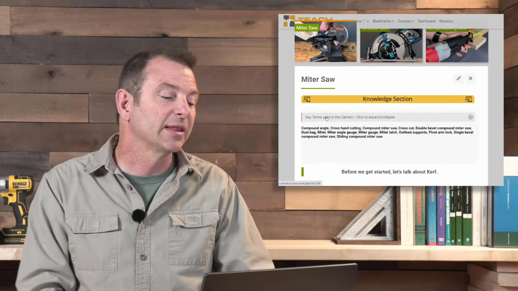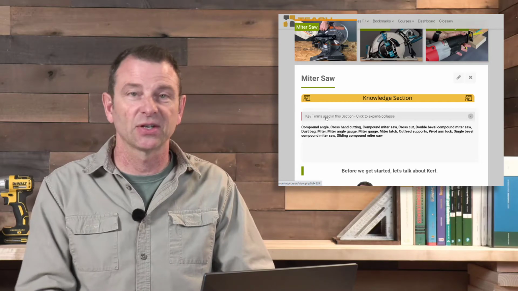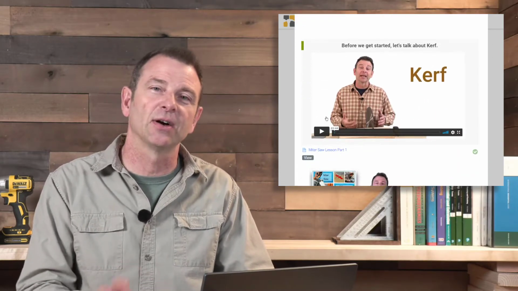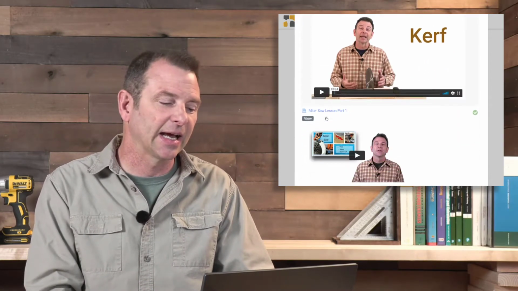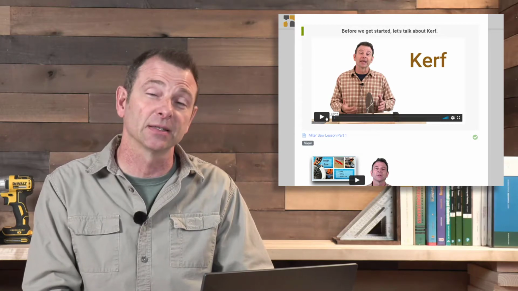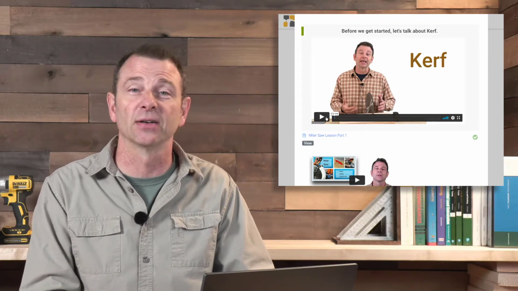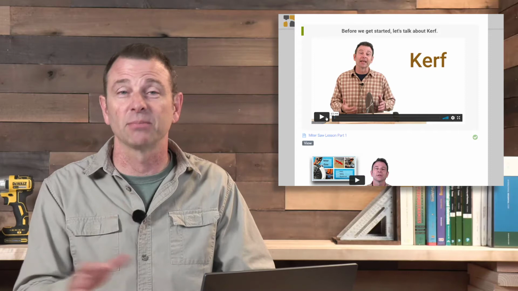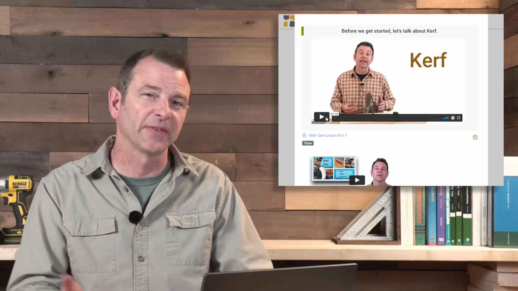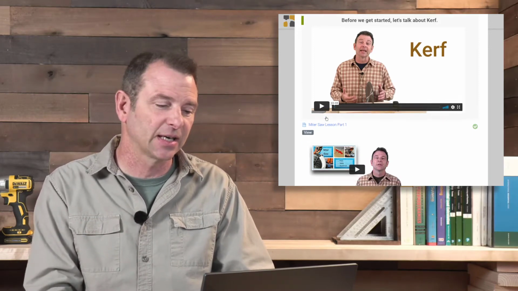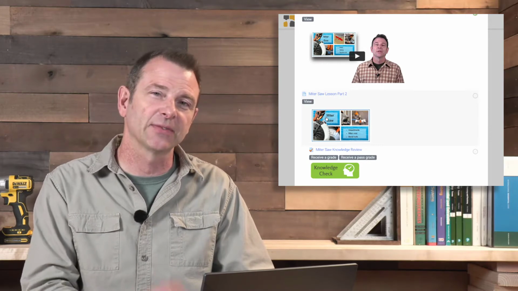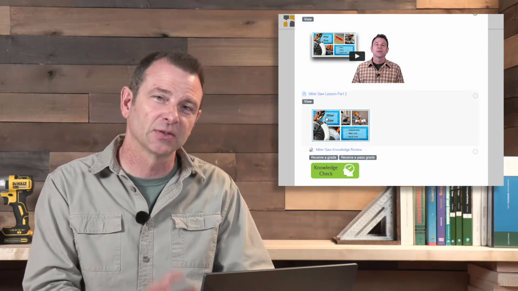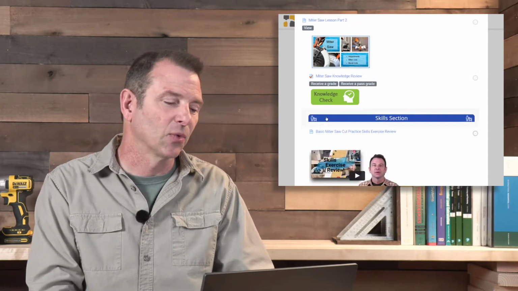We start with this section, which is for the miter saw. There are several lessons in here on the parts, features, and how to use the tool. It even has a small mini lesson on kerf and a saw blade and how kerf affects the accuracy of a cut. So it moves on to different lessons about the specific tool, the miter saw, how it works.